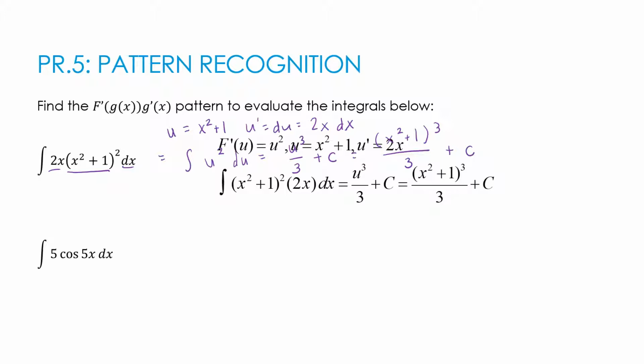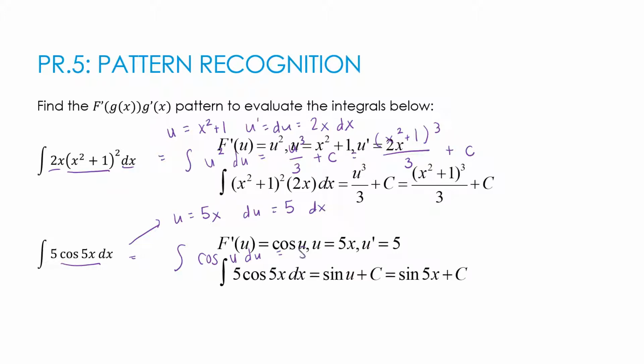Now let's take a look at our next one. If you ever get confused as to what your u should be, some people might say, let's let u be the cosine of 5x. Well, if I did that, what's u prime going to be? It's going to be another trig function, right? And I don't have another trig function already in my integral, so don't use that. So I'm going to let u be 5x, which means du is 5 dx. So when I rewrite this integral, it's the cosine of u du. And so what is the integral of the cosine? Well, that's sine of u plus c, which means sine of 5x plus c.